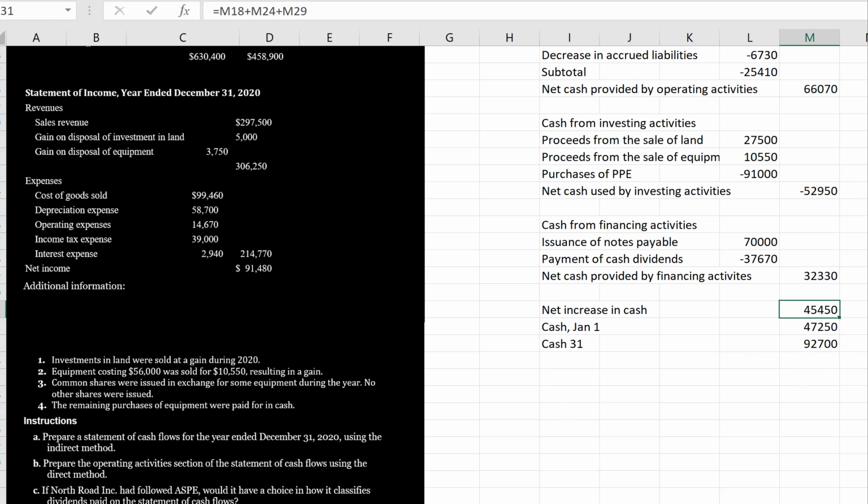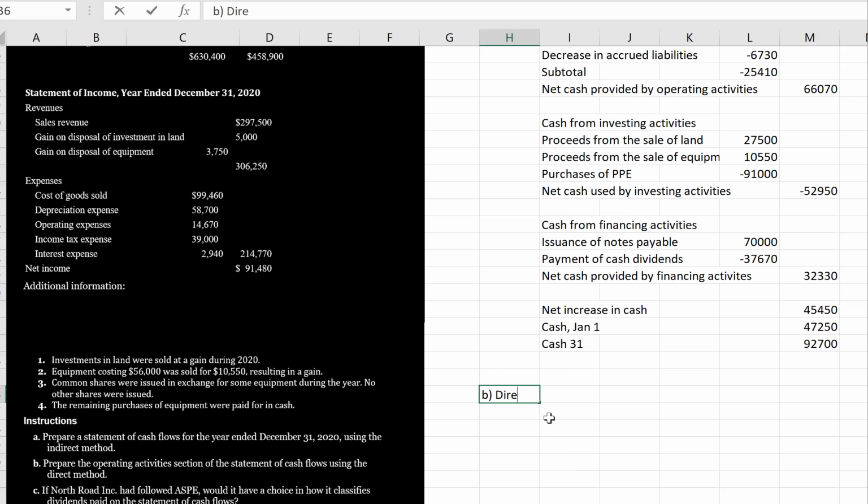Okay, so we've done A, which is prepare the statement of cash flows for December 31st using the indirect method. Now in B, we're asked to prepare it using the direct method. So let's see what that looks like. How is the direct method different? Well, the good news is the direct method and the indirect method are only different for operating activities. Investing activities and financing activities are identical between the two methods. So for B, we only need to worry about the operating activities section.